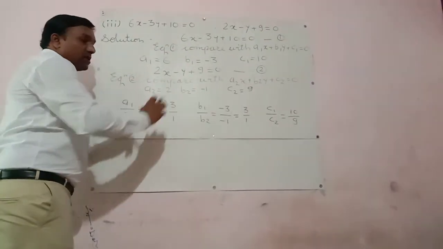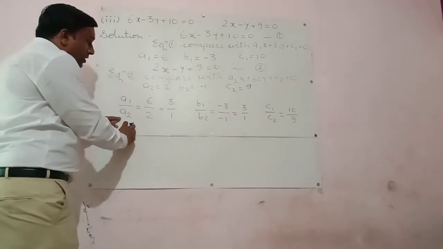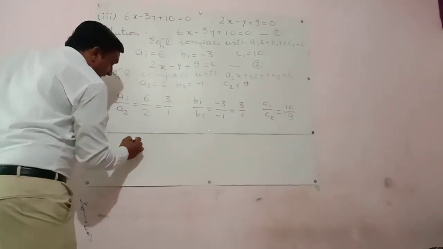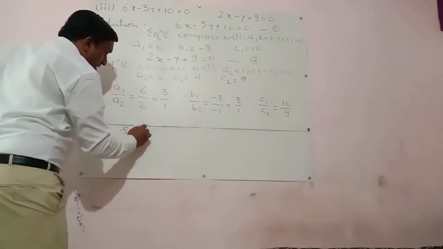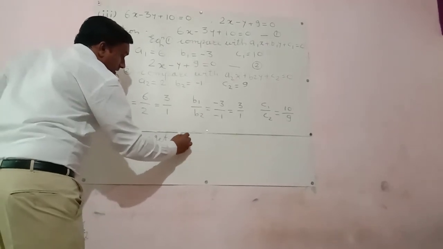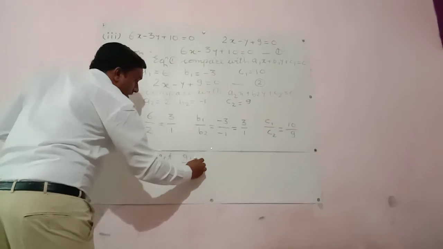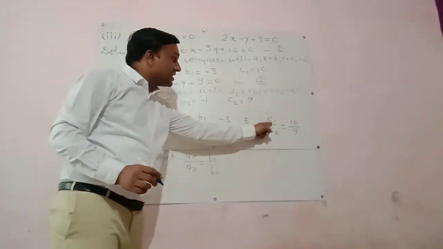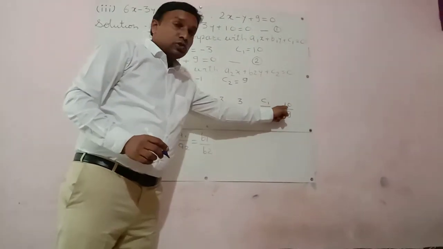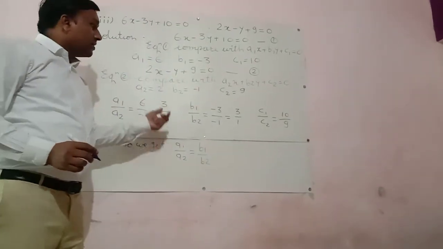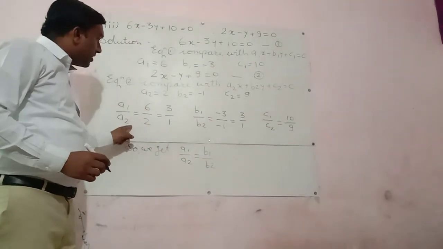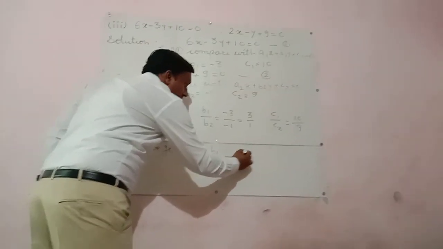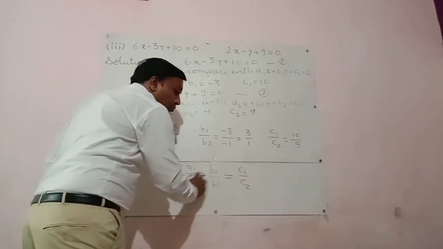So we compare the ratios. a1 upon a2 is 3 upon 1, b1 upon b2 is 3 upon 1. So we can say that a1 upon a2 equal to b1 upon b2. But if we compare c1 upon c2, we get 10 upon 9. So that is not equal to both the ratios, a1 upon a2 and b1 upon b2.